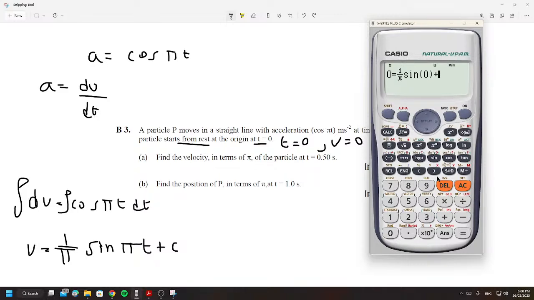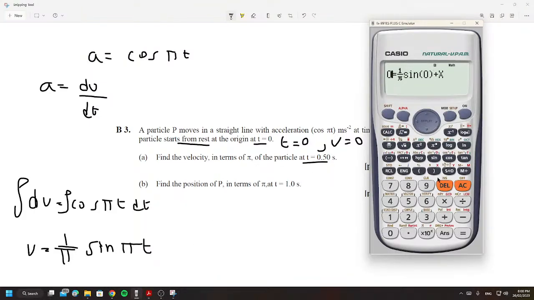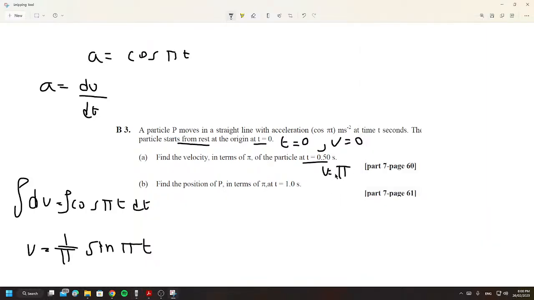Right, plus c. So for x, it is equal to 0. So c is equal to 0 in this case, so we can just ignore it. And now we substitute when t is equal to 0.5. Pi times pi times 0.5. They wanted it in terms of pi, so we just do this, and we get v is equal to pi, or 1 pi.